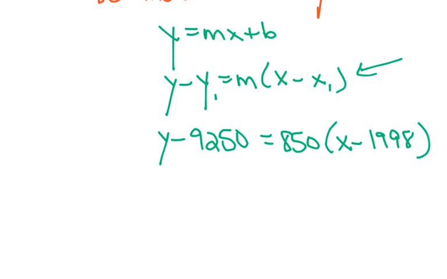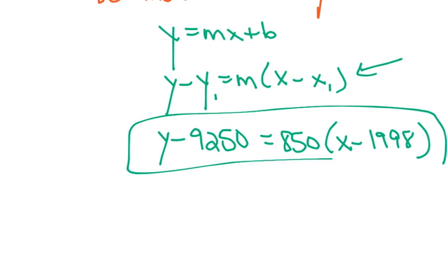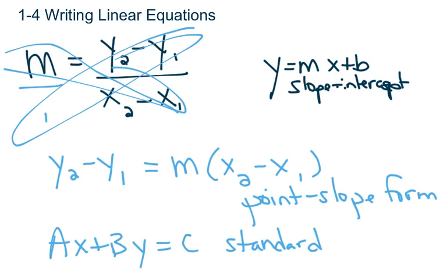The only difference is my slope-intercept form would have been a little different because this would have said 0 instead of 1, or instead of 1998. But it really doesn't matter for this particular problem. This is an equation that represents the situation. And that's really all you need to come out of Section 1.4, writing linear equations.